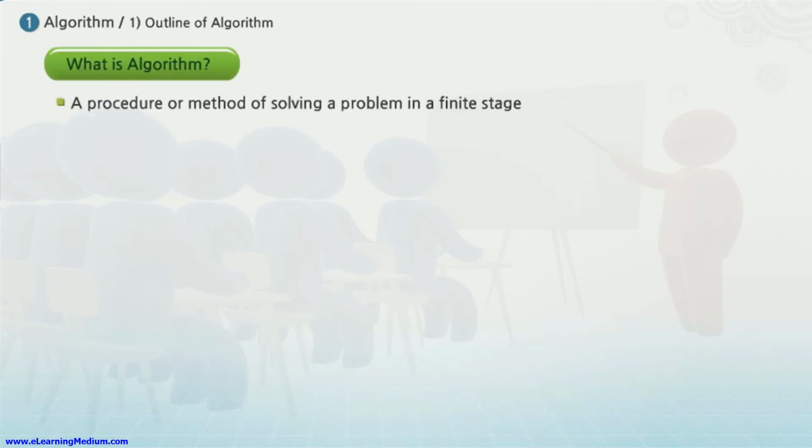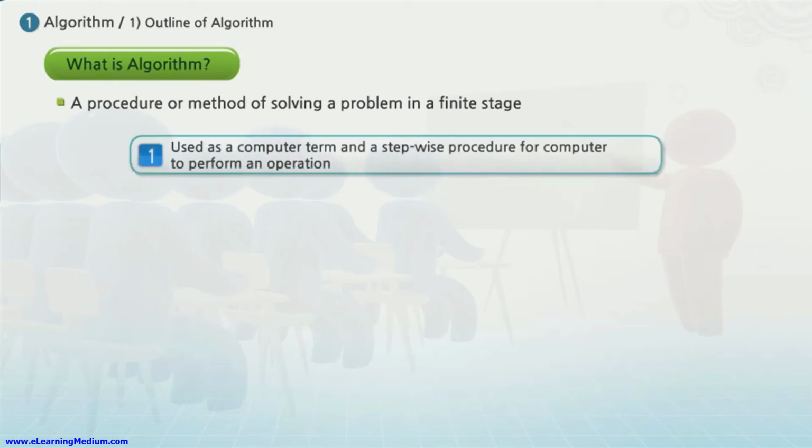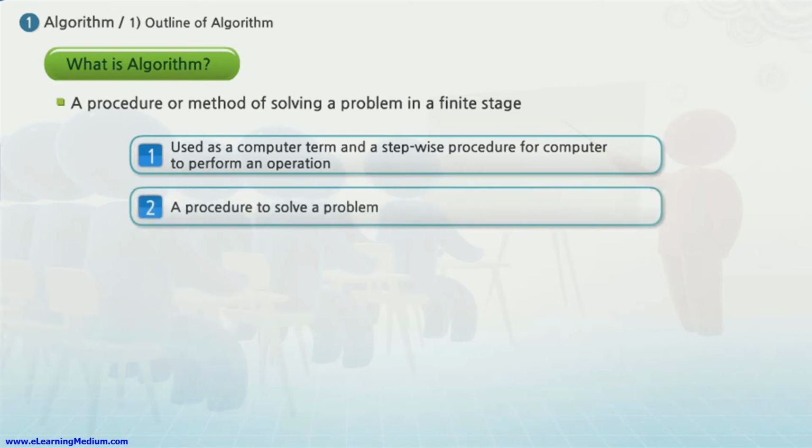Algorithm is a procedure or method of solving a problem in a finite stage. Often used as a computer term, it is a stepwise procedure for a computer to perform an operation. In other words, it is a procedure to solve a problem.